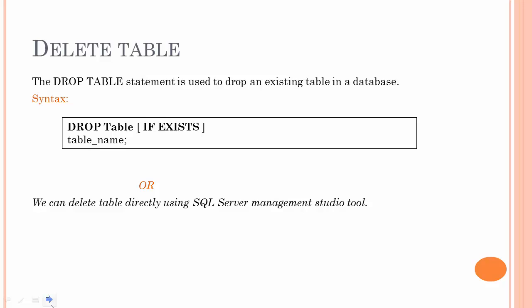Now delete table. To delete a table, we use the drop table statement. So drop table if exists, then the table name. If exists will check whether this table exists or not, and again, this is the optional part. So let's see how we can drop the table.